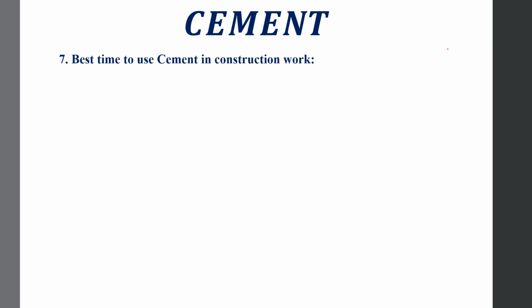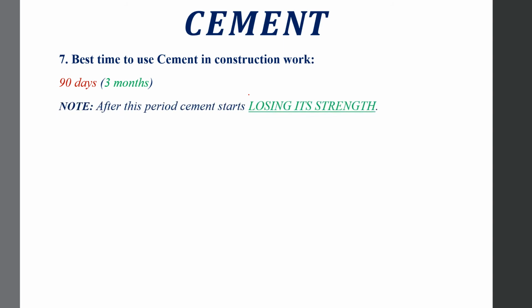The seventh property of cement is the best time to use cement in construction work. The expiry period for cement from its manufacturing time is 90 days, that is 3 months. It means that if we use this cement after 90 days, then it will start losing its strength. So you will have to use it within 3 months of its manufacturing date. After this period, cement starts losing its strength. So the good duration to use cement from its manufacture date is 3 months.